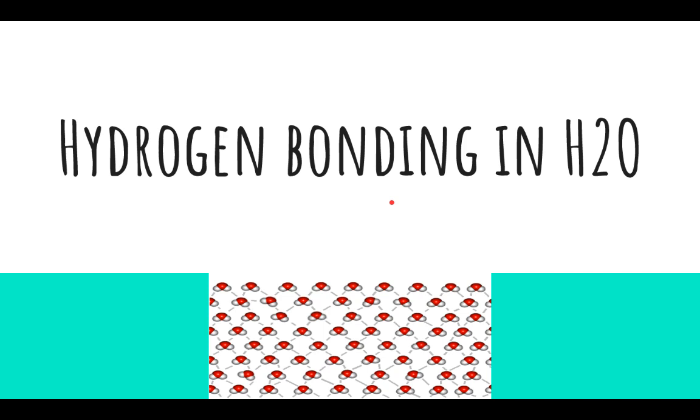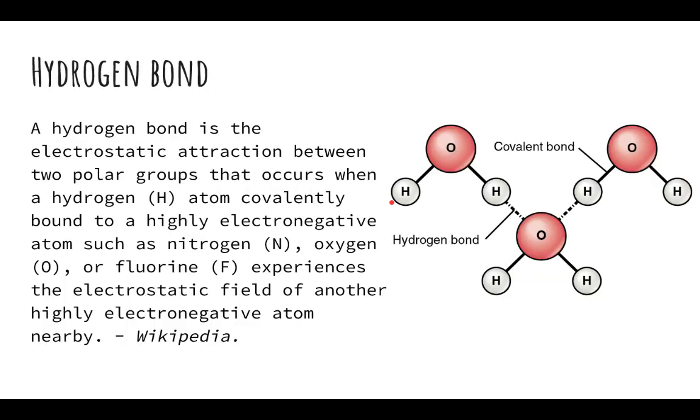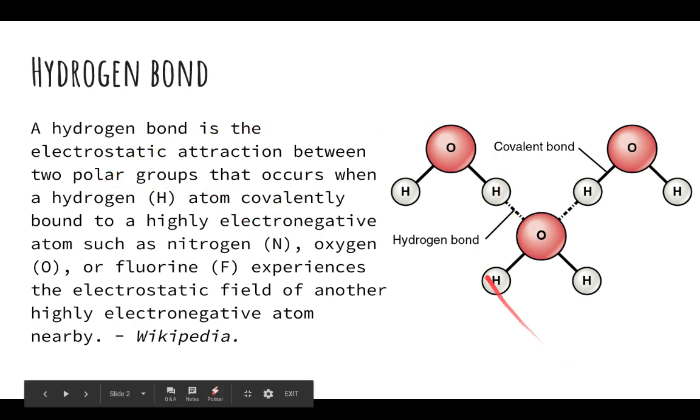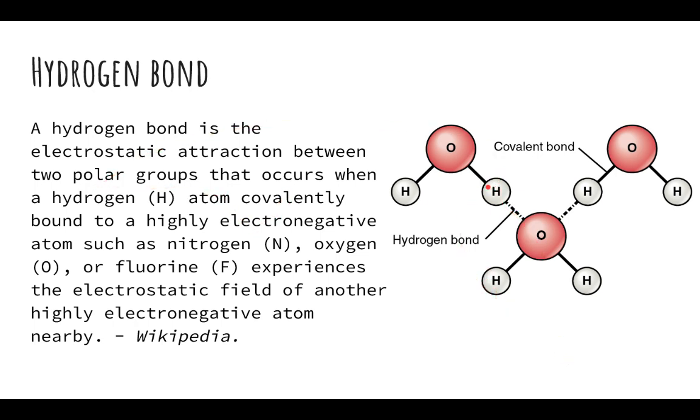So earlier we've discussed what a hydrogen bond is, and let's go through the term again, a term given by Wikipedia. A hydrogen bond is the electrostatic attraction between two polar groups that occurs when a hydrogen atom covalently bound to a highly electronegative atom such as nitrogen, oxygen, or fluorine, or also there is a mnemonic, FON. It's easier to remember it this way. And experiences the electrostatic field of another highly electronegative atom nearby.